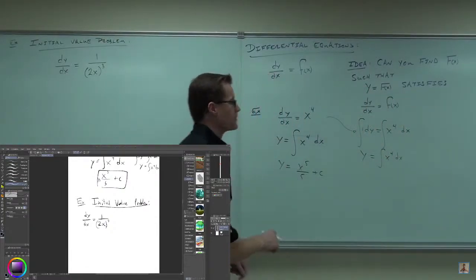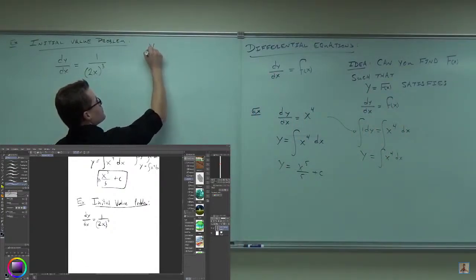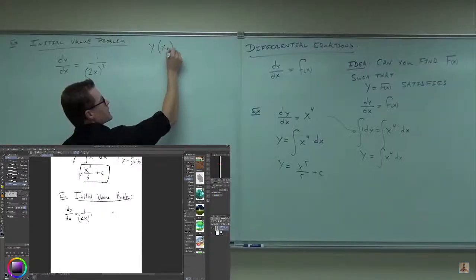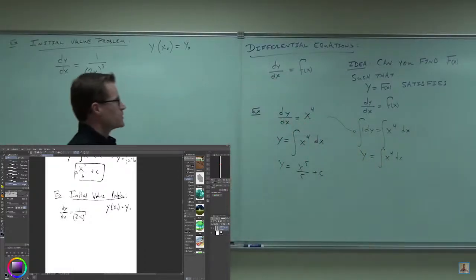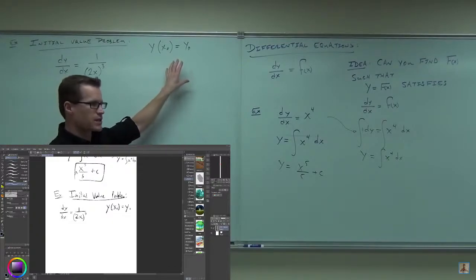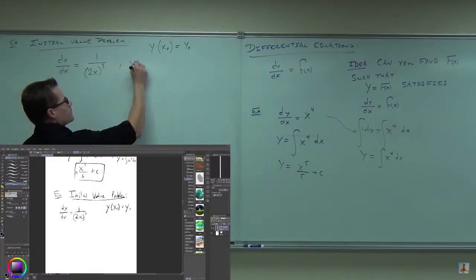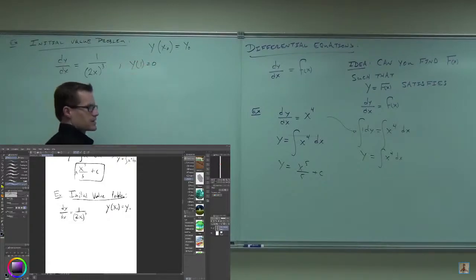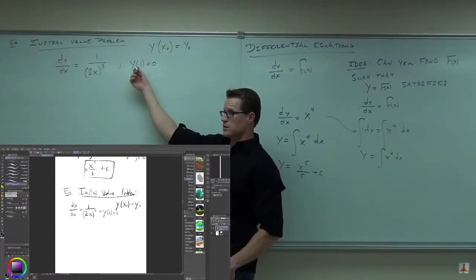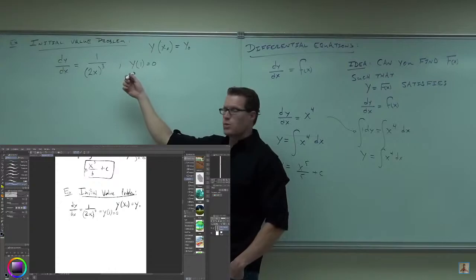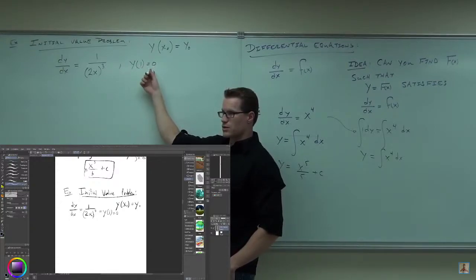An initial condition looks like this. It says y of some initial x value equals some initial y value. That's what that says. This looks pretty complicated, but here's what it says in real life. It'll give you something like y of 1 is 0. Can you tell me, what is your x coordinate here? What's your x? The 0 or the 1? The 1. The y would be the 0. This says when you plug in 1, you get out 0. Does that make sense to you?